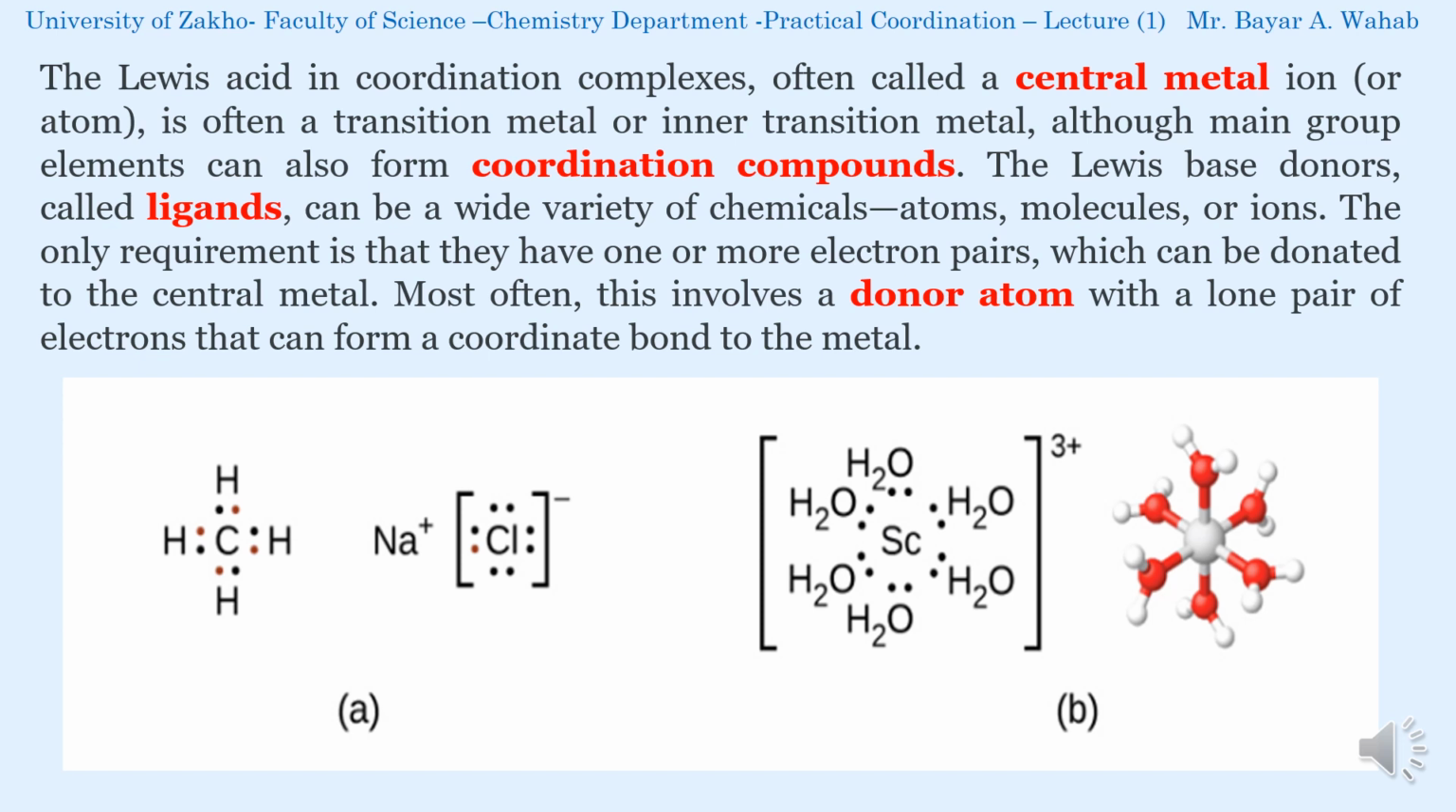In the coordinate covalent bond, both electrons of the lone pair come from the same source. They come from the oxygen with an unshared pair of electrons, and scandium has an empty orbital with the ability to accept an unshared pair of electrons. Therefore, H2O is called a ligand and scandium is called the central metal atom.